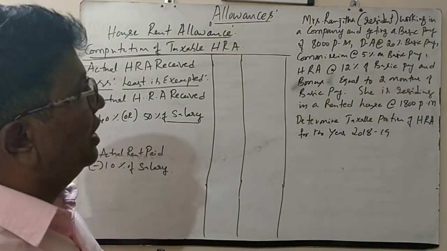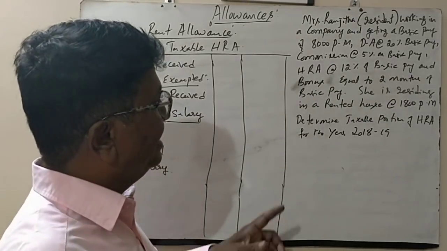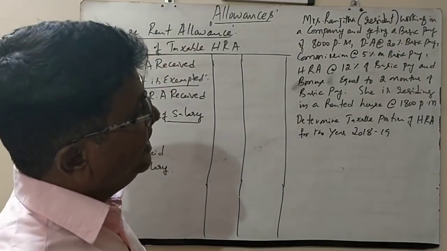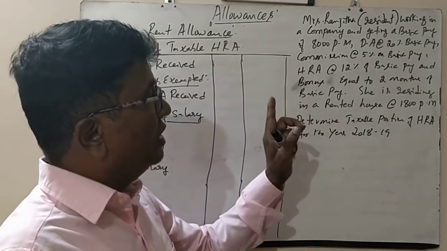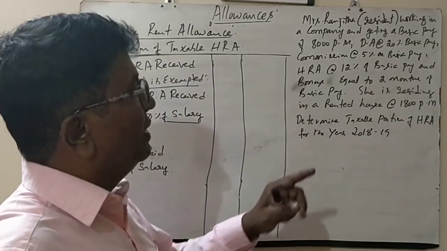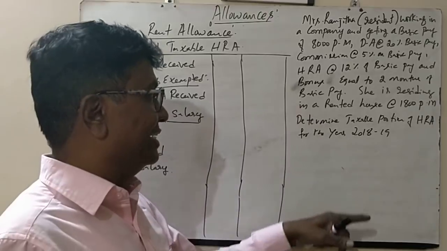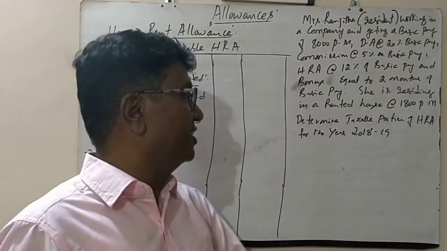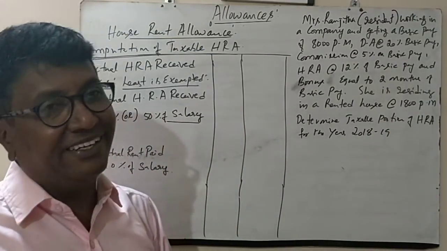See, Miss Ranjita, a resident working in a company, is getting a basic pay of rupees 8,000 per month and DA at 20% of basic pay, commission at 5% on basic pay, HRA at 12% of basic pay and bonus equal to 2 months of basic pay. She is residing in a rented house at 1,800 per month. Determine the taxable portion of HRA for the assessment year.